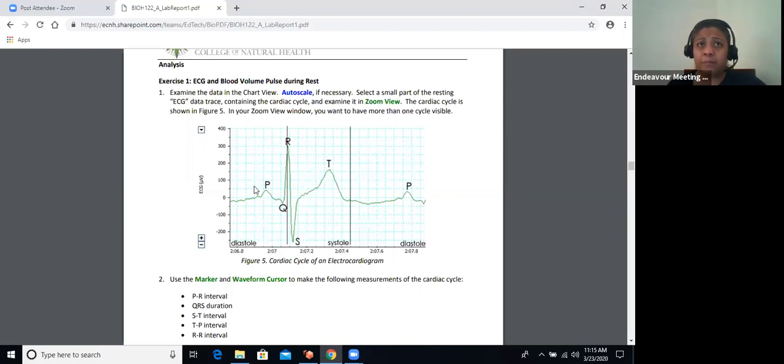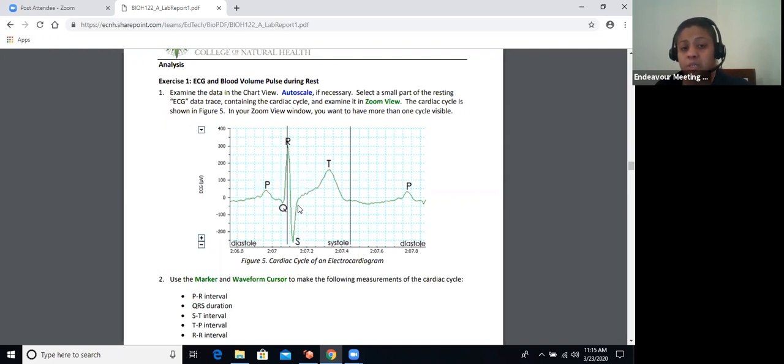So that is the time when your bundle of His starts depolarizing the ventricle. From Q to R to S, so QRS complex, this is the QRS complex, right? So Q, R, and S. These three waves that you see are basically a combination of ventricular activity. As the electrical impulse spreads through both the ventricles, they begin to contract.